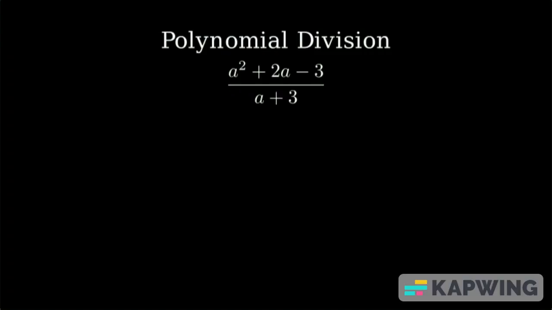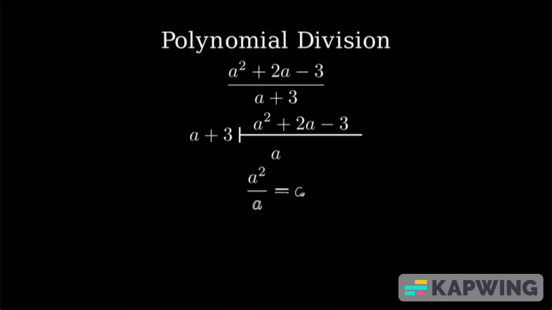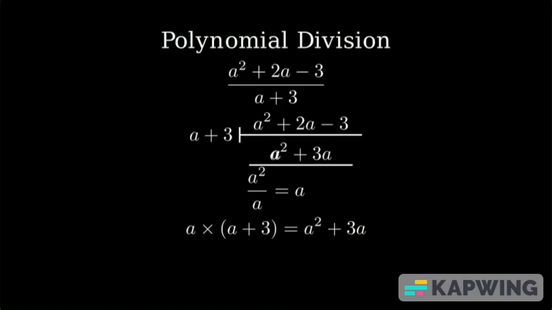Let's approach this step by step using polynomial long division, which is similar to the long division method you might remember from arithmetic. I'll set up the division problem in a format that makes it easier to follow the steps. The first step in polynomial division is to divide the highest degree term of the dividend by the highest degree term of the divisor. In our case, we divide a squared by a, which gives us a.